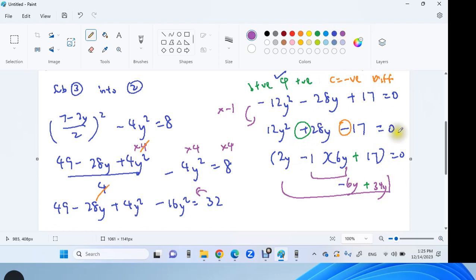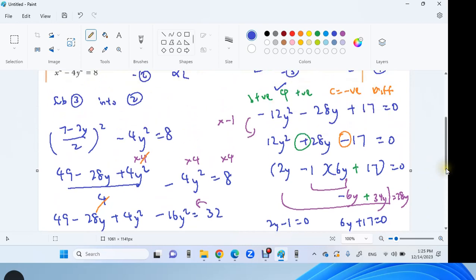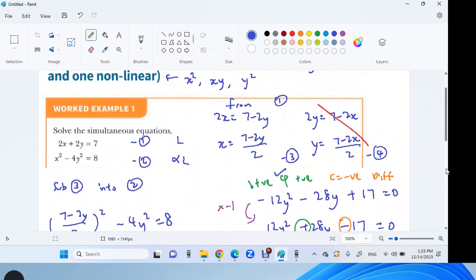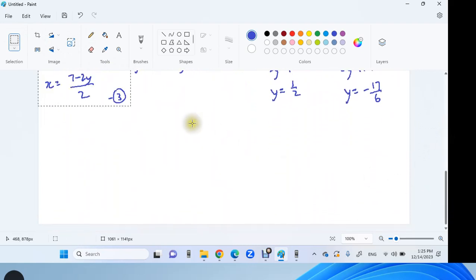So we will have 28y here. Okay, so we have 2y minus 1 equal to 0, and 6y plus 17 equal to 0. Then y equals half, and y equals negative 17 over 6. Then we will substitute the value of y into equation number 3.